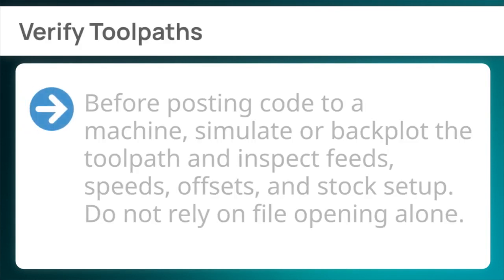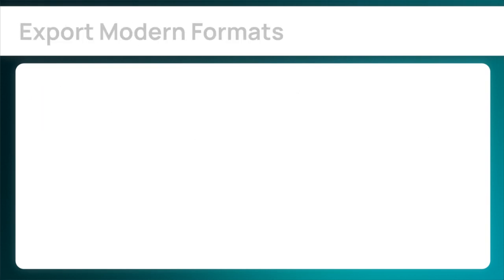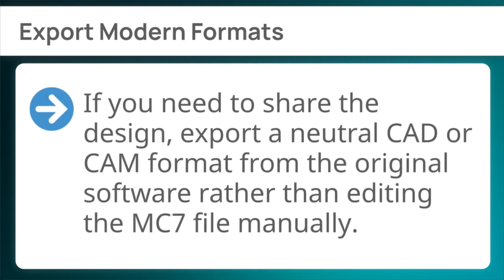Next, verify toolpaths. Before posting code to a machine, simulate or backplot the toolpath and inspect feeds, speeds, offsets, and stock setup. Do not rely on file opening alone. Finally, export modern formats. If you need to share the design, export a neutral CAD or CAM format from the original software rather than editing the MC7 file manually.